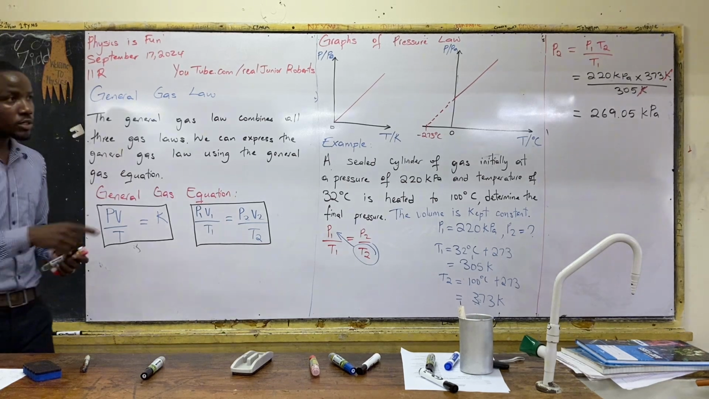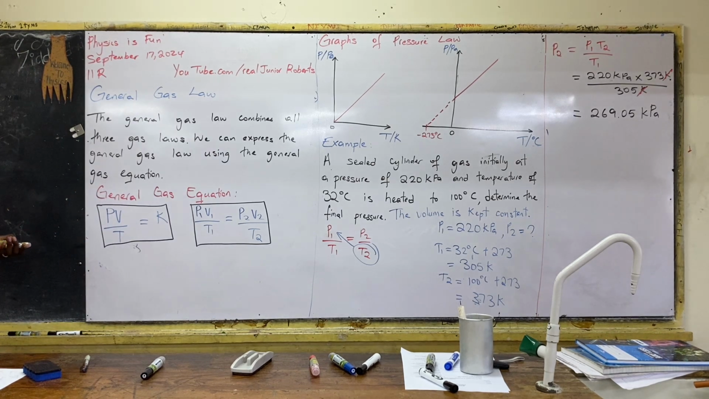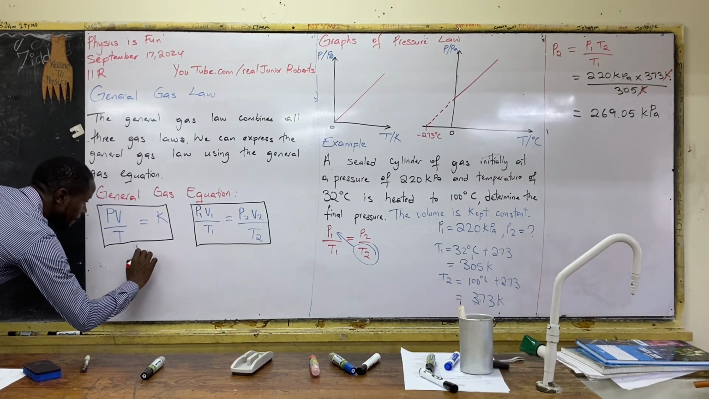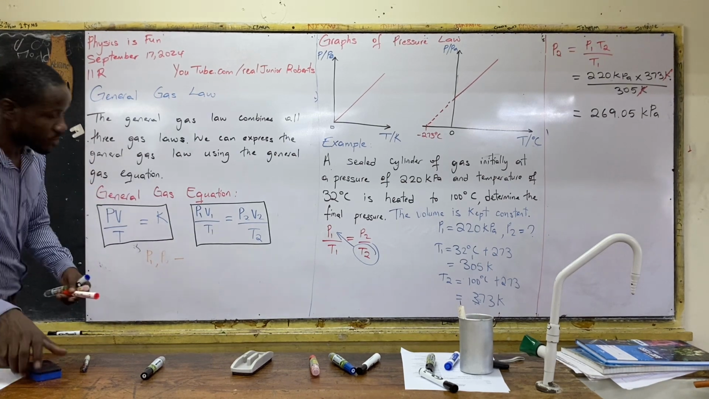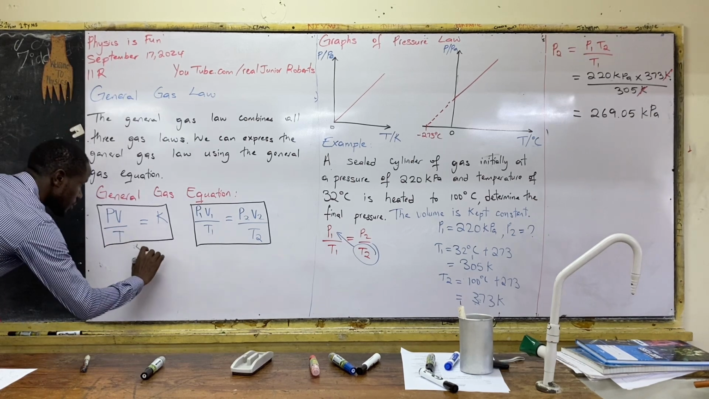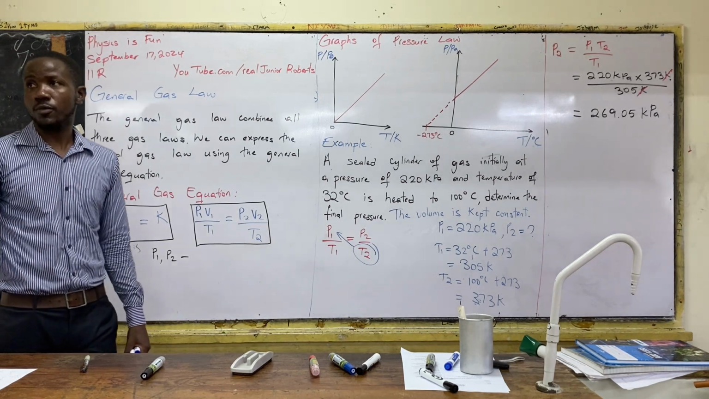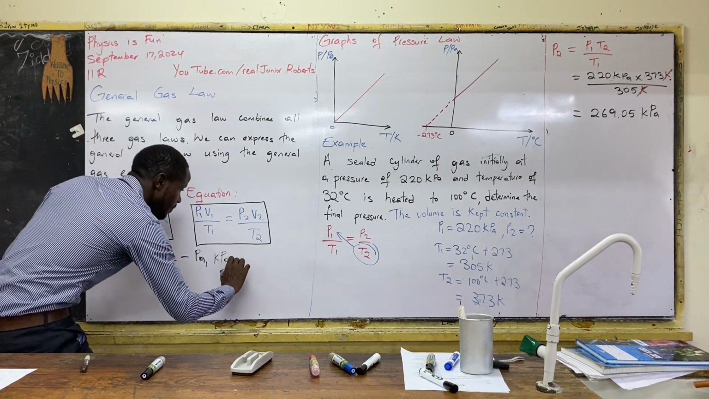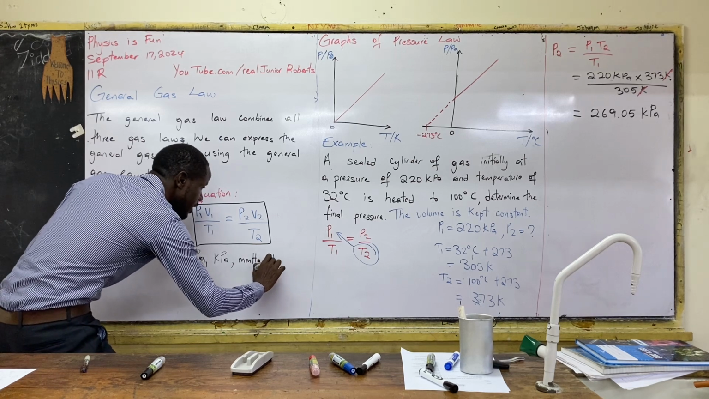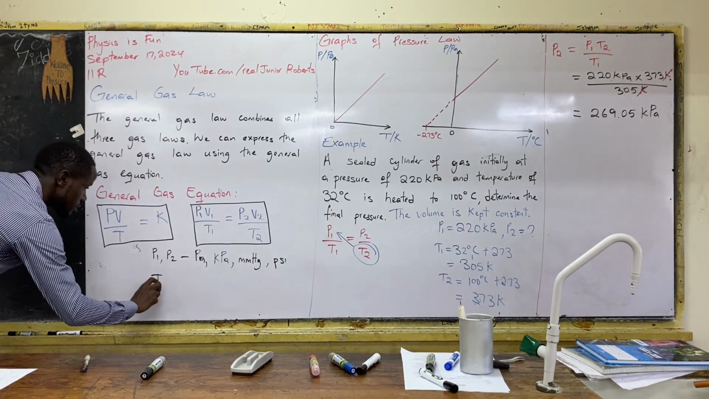Now, how are we staying on time? 7 minutes. Okay. So let me just note the units right here. For this one, P1 and P2 can be in any appropriate unit of pressure. So whether Pascal, kilopascal, millimeters of mercury, or even PSI, pounds per square inch.